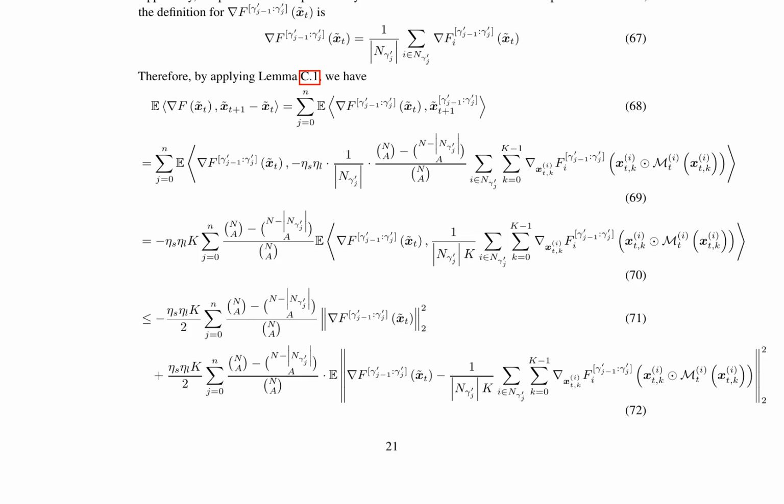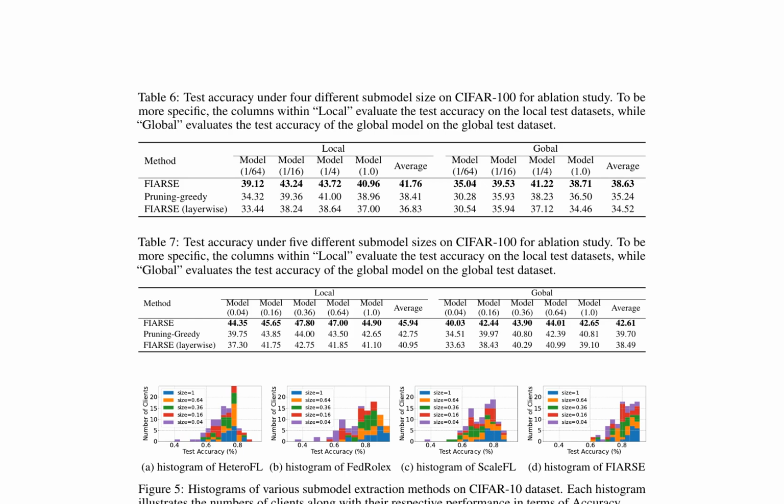An experimental study on federated learning with heterogeneous models is presented, focusing on the impact of different submodel sizes and participation rates on test accuracy. The experiments are conducted on 3 datasets: CIFAR10, CIFAR100, and AGNEWS. The hyperparameter settings are listed in Table 3, and the authors evaluate the test accuracy of 4 federated learning methods: HeteroFL, FedRolex, ScaleFL, and FIARSE, under different submodel sizes and participation rates.